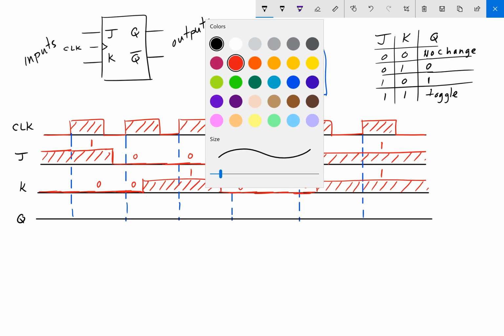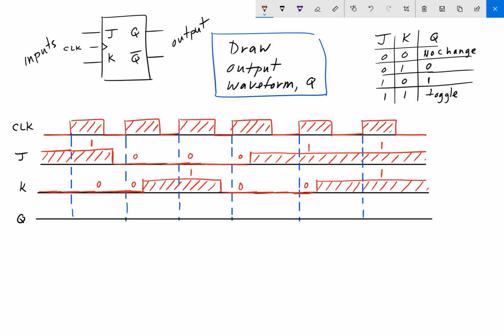Let me change colors here to red. We're not going to consider the value of Q before the first clock cycle. So we're just going to ignore that, and we're just going to start at the first rising edge. So here we have six rising edges: 1, 2, 3, 4, 5, and 6.